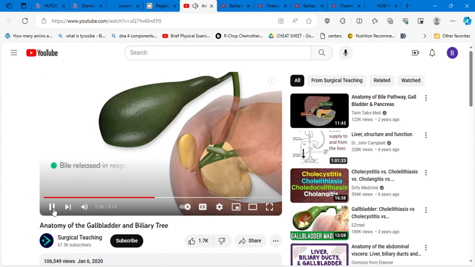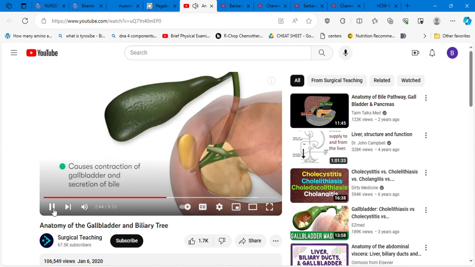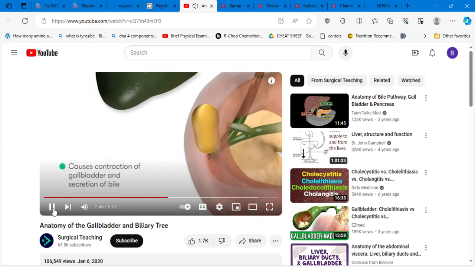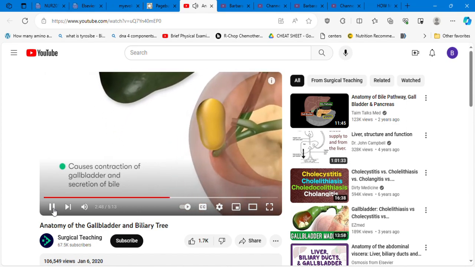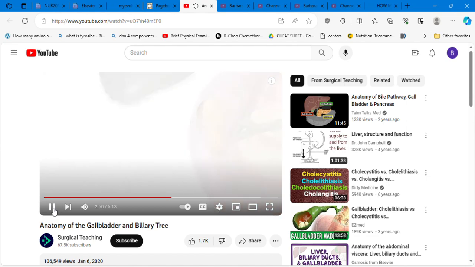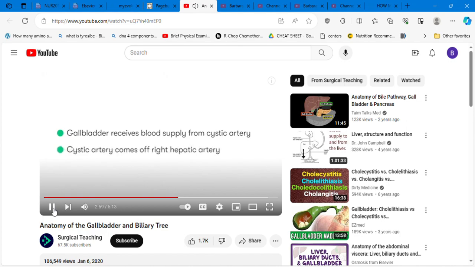This concentrated bile leaves the gallbladder as a result of the actions of the vagus nerve and also cholecystokinin, or CCK, which is released by the epithelium of the duodenum. Both stimulation by the vagus nerve and CCK cause the gallbladder to contract and expel bile. The arterial supply to the gallbladder is from the cystic artery, which is typically a branch of the right hepatic artery.